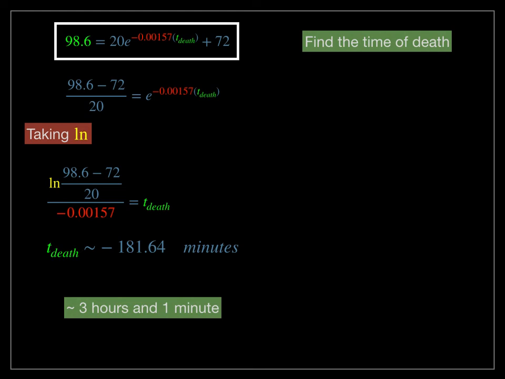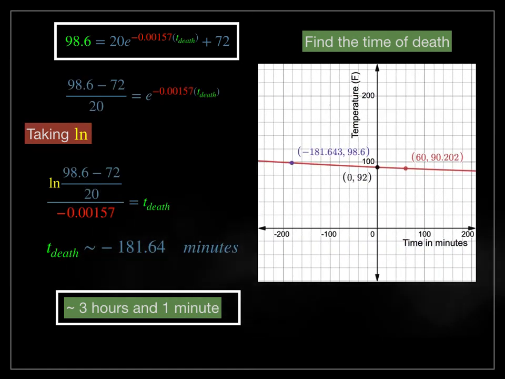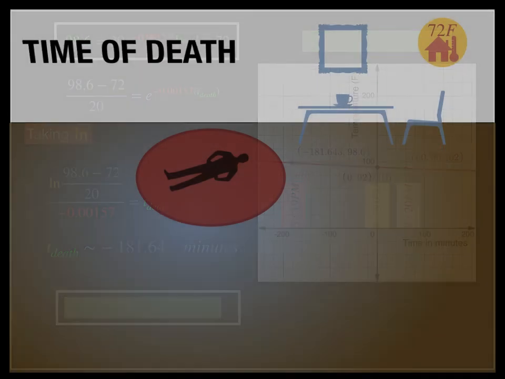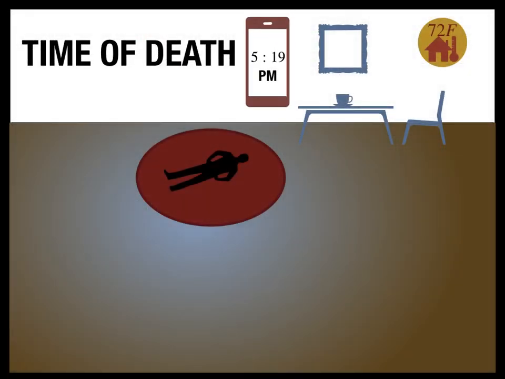In order to help us visualize the timeline of this problem, she provides a graph of the temperature function, where you can see that the red curve is the graph of the temperature of the dead body. T0 here is the temperature at the first checking point. T60 is the temperature at the second checking point. And the time of death is about 3 hours and 1 minute prior to the first checking point, which is 5:19 p.m. Alex says, see, math is everywhere.